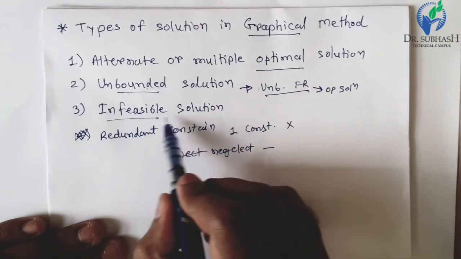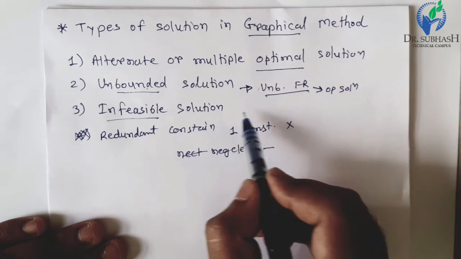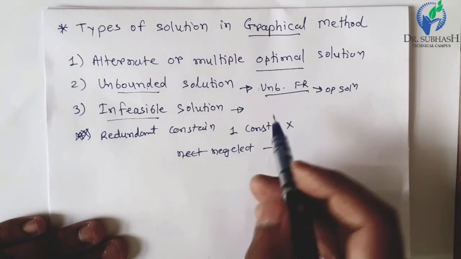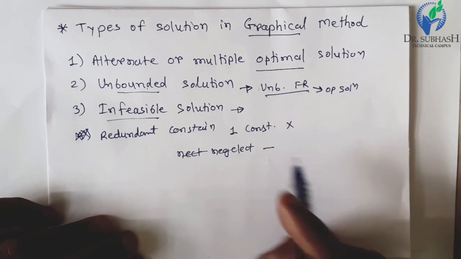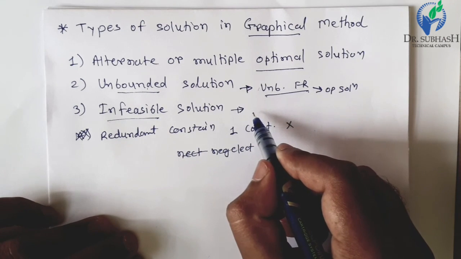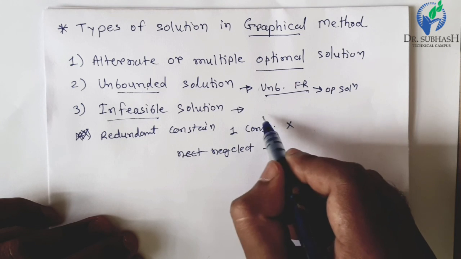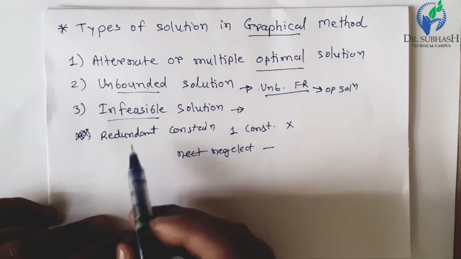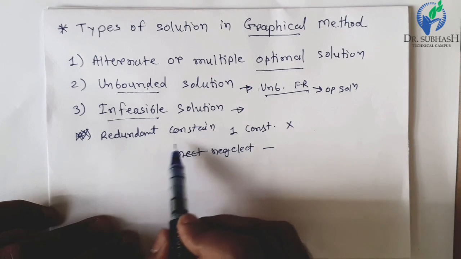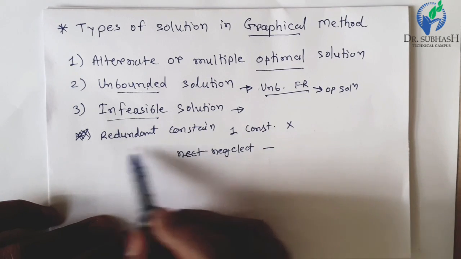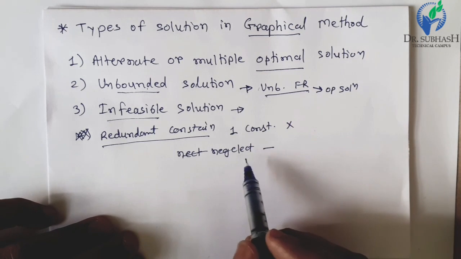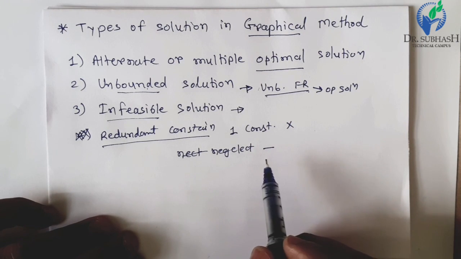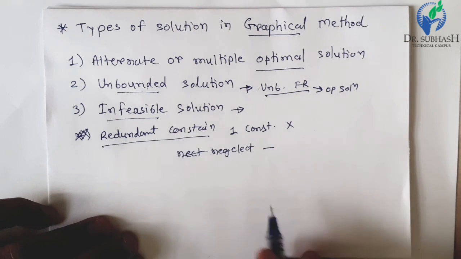And lastly, we have seen the infeasible solution. In this case, you may get more than 1 feasible region which simultaneously satisfies 1 or 2 constraints, but does not satisfy all the constraints simultaneously. And lastly, we have seen the redundant constraint, which is not a type of solution, but a condition you may face during the solution, in which 1 or more constraints do not affect the optimal solution. In this case, you can neglect the redundant constraint.